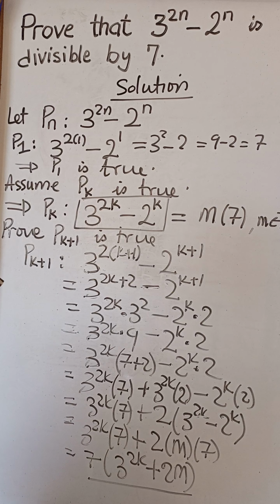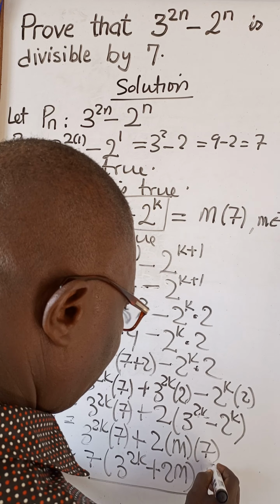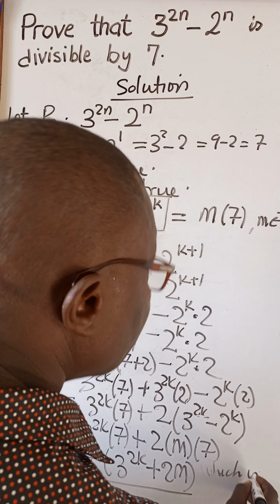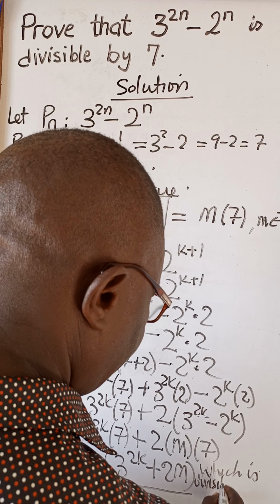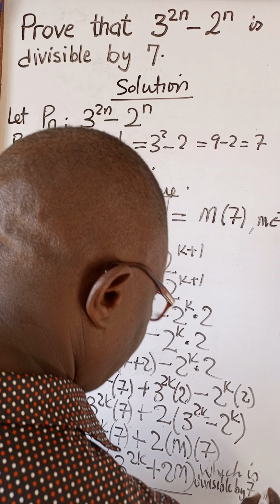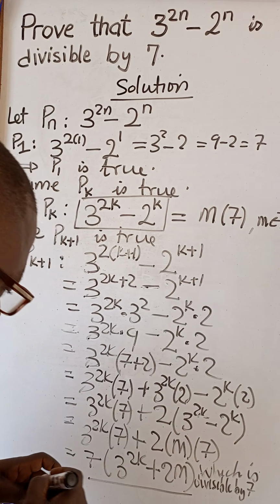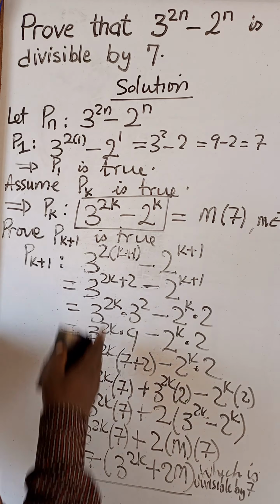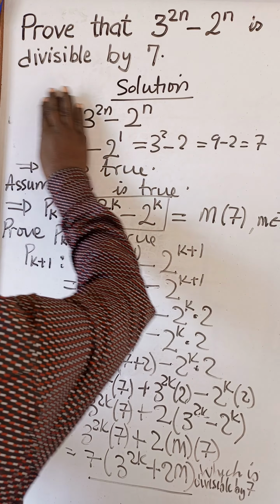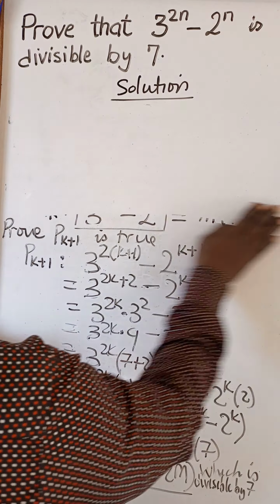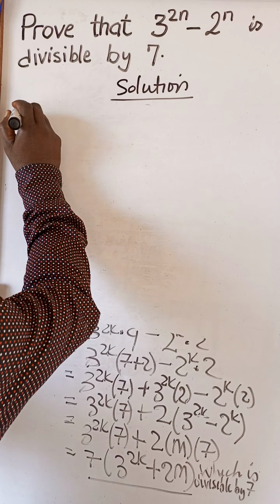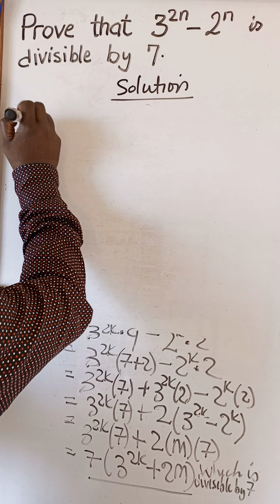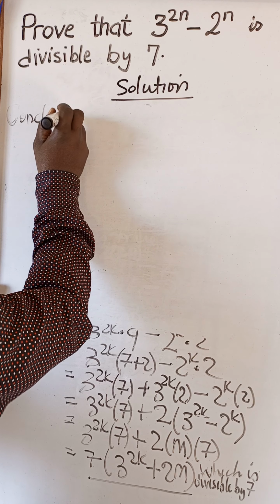All right? So Pk plus 1 is divisible by 7. So the last thing now is our conclusion. How do we then conclude? Conclusion.